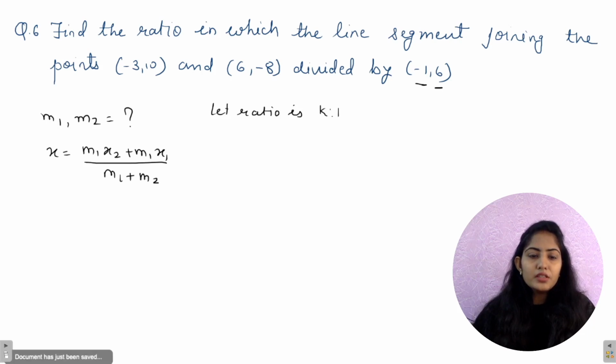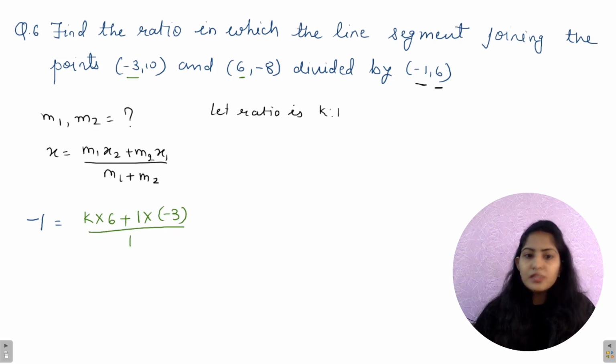So minus 1 is equals to m1, that is k, x2 is 6, plus m1, sorry, what mistake did I make, here it is m2. So m2 is 1 and x1 is minus 3, upon m1 plus m2, that is k plus 1. Clear? When we do the cross multiplication, it will become minus k minus 1 and that will be equals to 6k minus 3. Let's find the value of k.